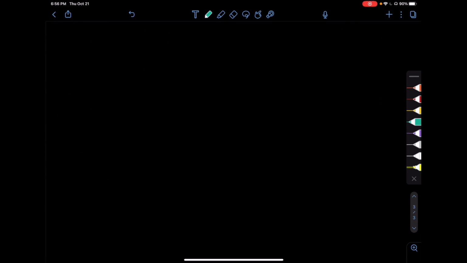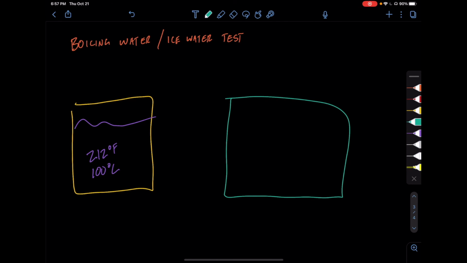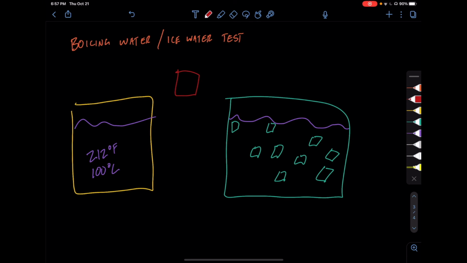Testing for this is simple. It is called the boiling water, ice water test. You are going to have a stove with a pot of water that is boiling, purple water here. And then you are going to fill another bowl, cup, pot, whatever it may be, full of ice. And then you're going to pour your purple water on it. You're going to take a test tile or a piece you have made with a glaze on it.